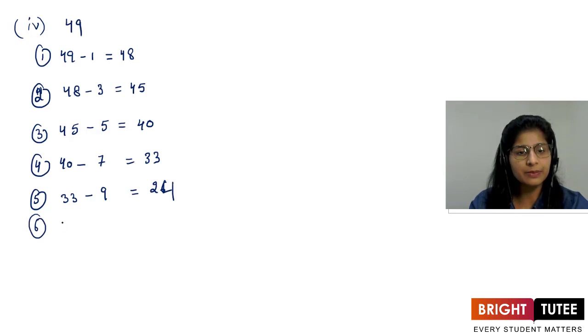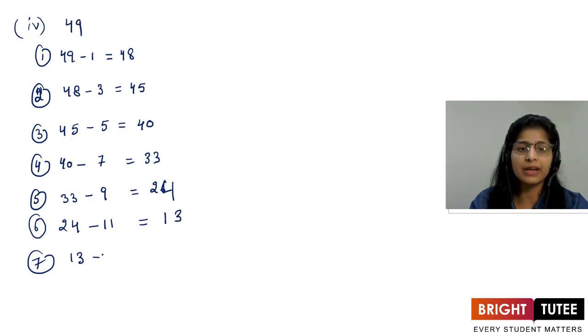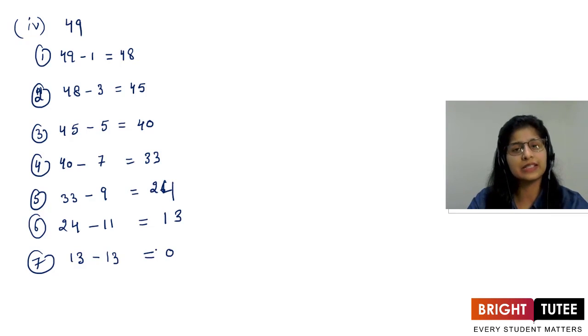In the sixth step, what we will do? From 24 we will subtract 11, right? 4 minus 1 is 3 and 2 minus 1 is 1. We get 13. Now in the next step, from 13, what is the next odd number after 11? It is 13. So we are going to get the answer as 0.